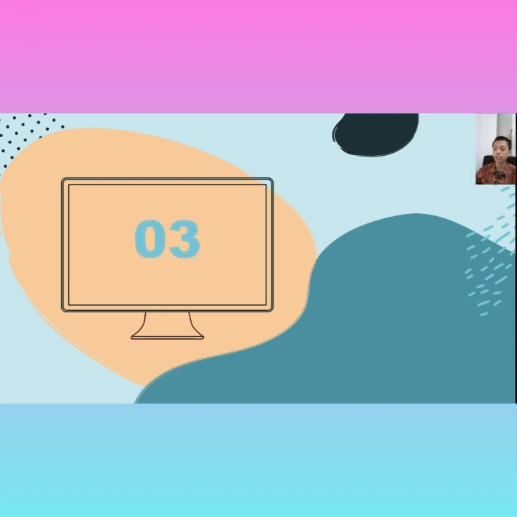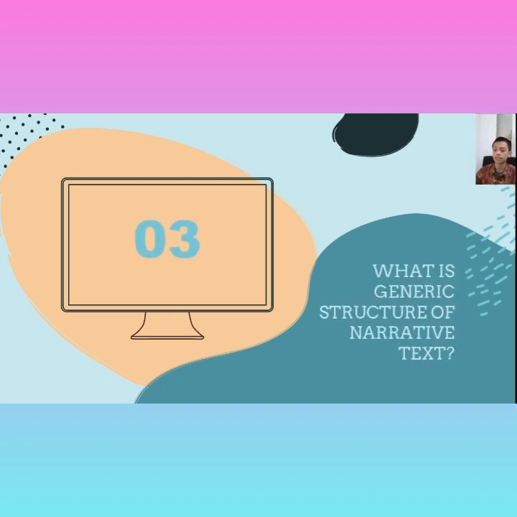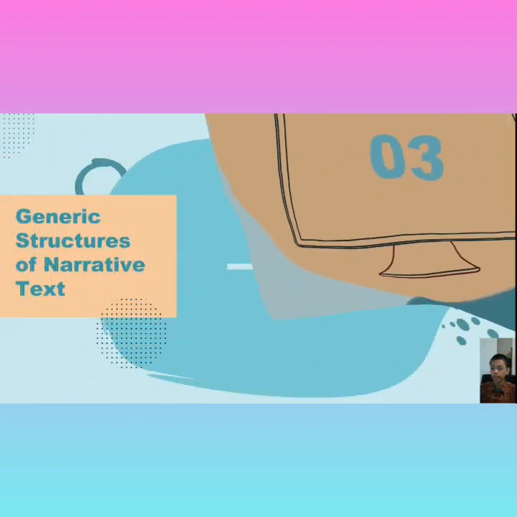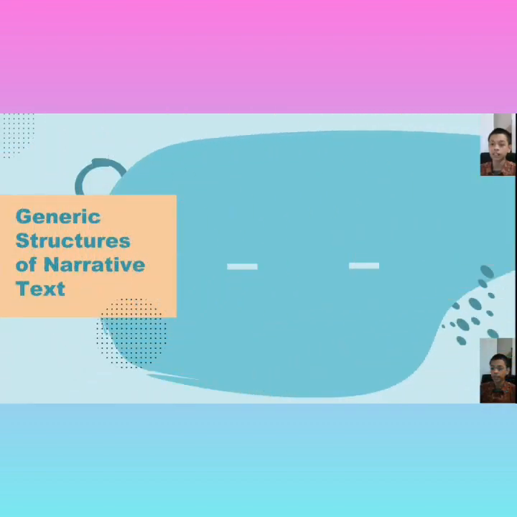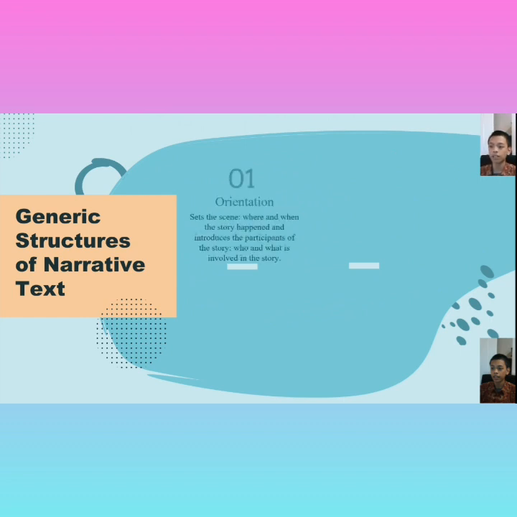Number 3. What is the generic structure of narrative text? Generic structure of narrative text. First, orientation. Set the scene. Where and when the story happened and introduce the participant of the story. Who and what is involved in the story.